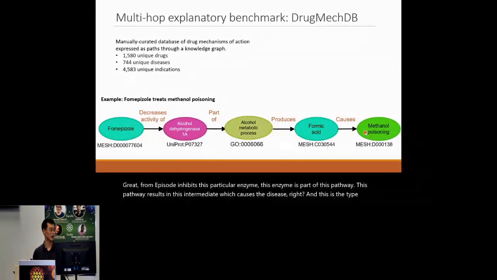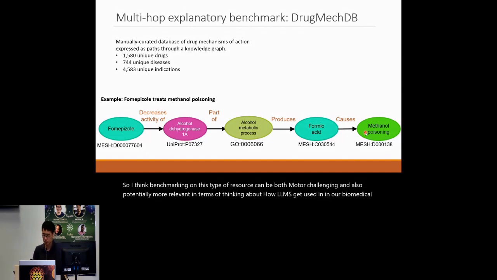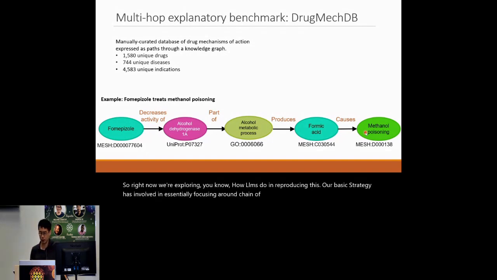And this is the type of reasoning path that I think can be motivating and useful for experimentalists to decide when to devote resources to following up on a given prediction. So I think benchmarking on this type of resource can be both more challenging and also potentially more relevant in terms of how LLMs get used in our biomedical ecosystem. Right now we're exploring how LLMs do in reproducing this. Our basic strategy has focused on chain of thought type reasoning, where we're having separate prompts, or we're doing RAG to get information from other resources. We have separate prompts for entity recognition versus entity linking, and then finally task construction. And so this is ongoing work.